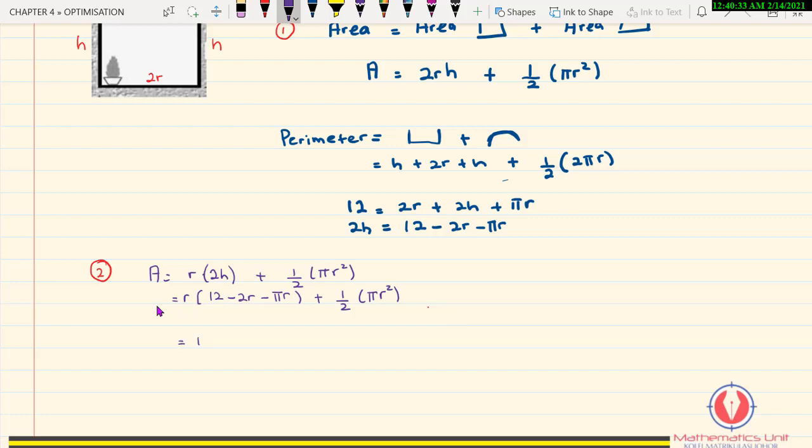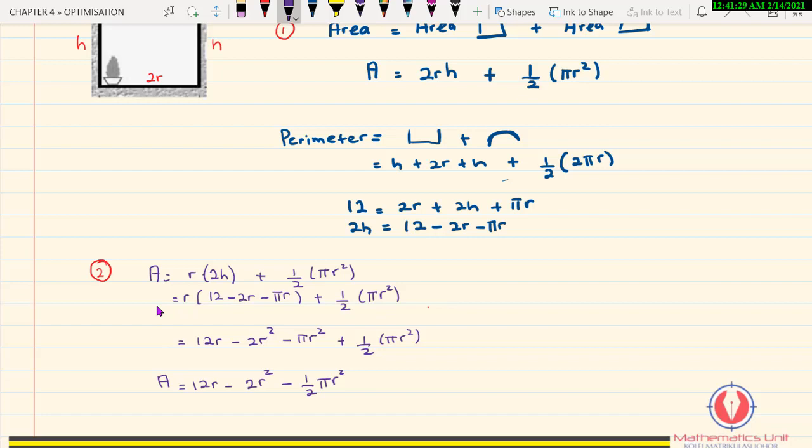Simplify that, and that would be 12r minus 2r squared minus pi r squared plus 1/2 pi r squared. Okay, you have pi r squared here, you have pi r squared here. So you can simplify these two terms, and that would be 12r minus 2r squared minus 1/2 pi r squared. Now your area equation, or your optimization equation, is in one variable only.